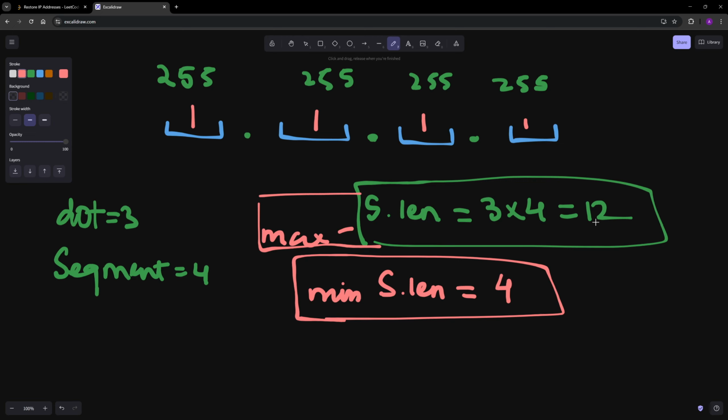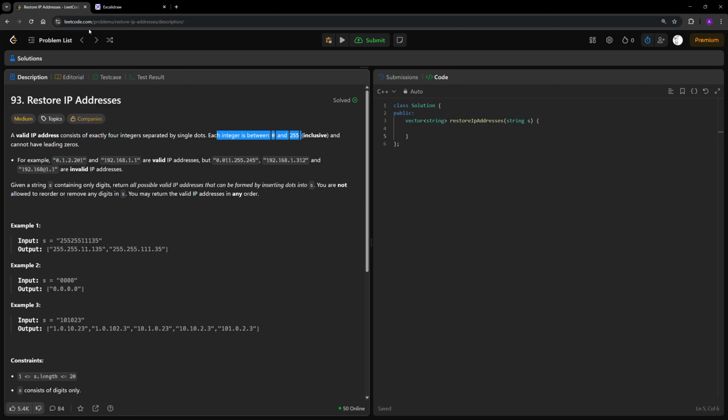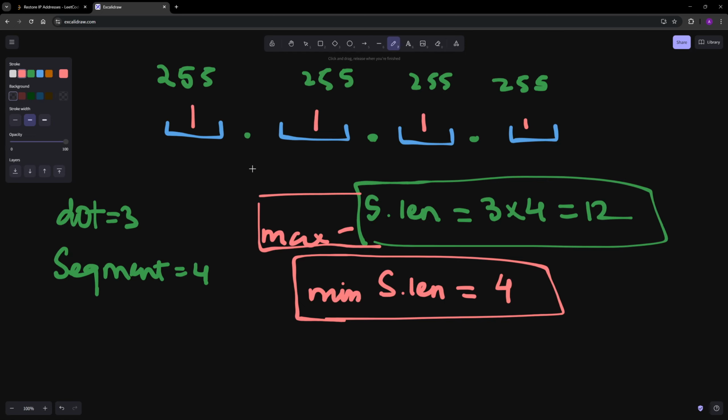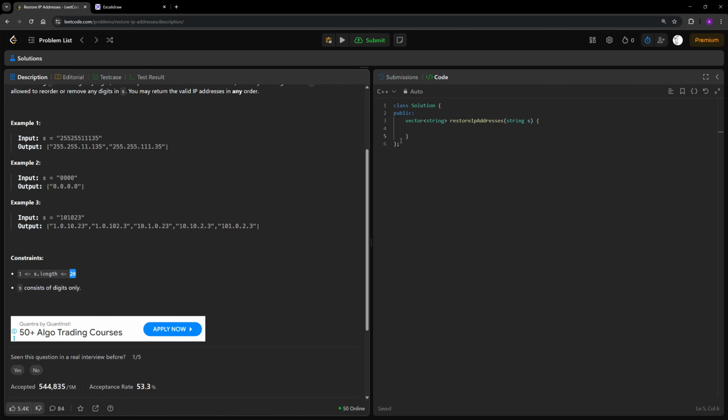Now, since we know that the length of any IP address can be at most 12, it cannot be greater than this. We can automatically reject all the strings with a length greater than 12, because 13, 14, 15, 16, no matter what you do, they are going to represent invalid IP addresses. So take care of that. And similarly, in the minimum case also, if the length is below 4, like 0, 1, 2, 3, in that case also you need to reject those kinds of inputs and return an empty vector over here.